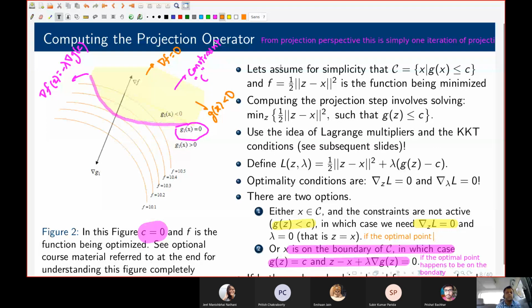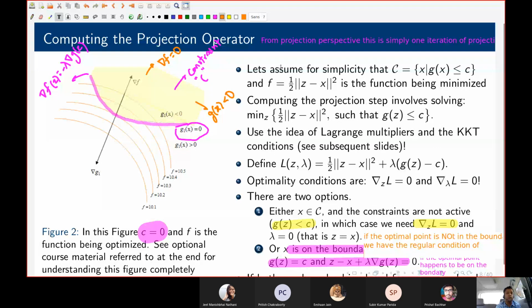Again, as I said, this is just to make sure that you have the tool ready in your hand to be able to solve this. I would strongly refer you to the optional material that I'll be pointing you to at the end for understanding this figure very completely. Otherwise, this could take probably a couple of lectures, at least one.